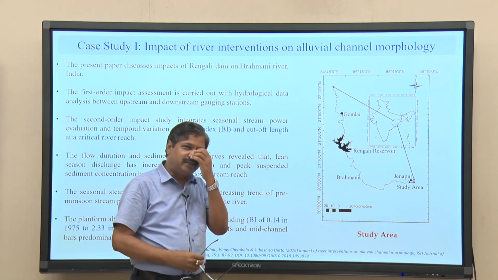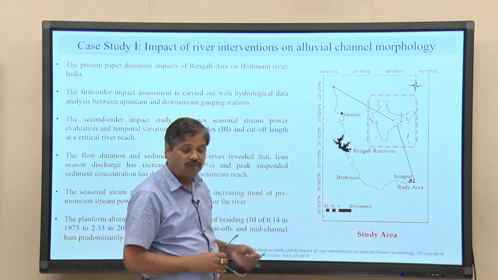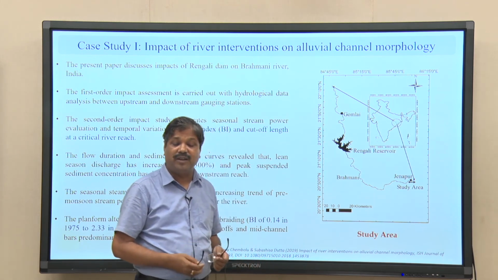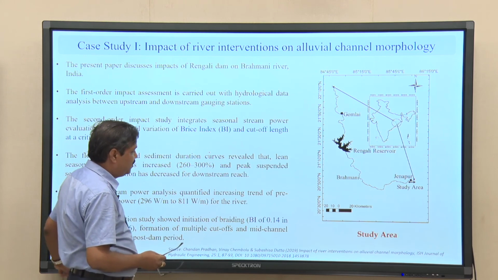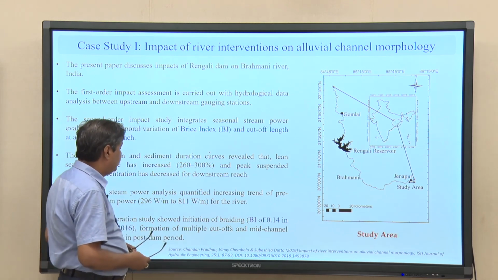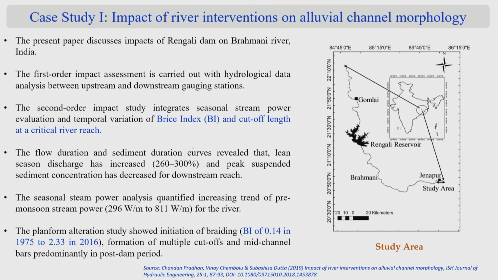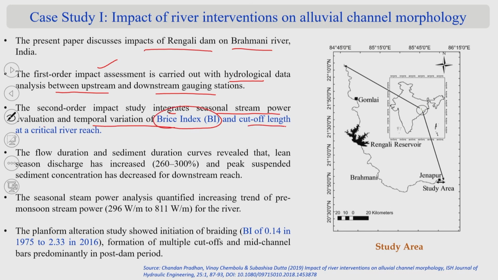Before leaving this lecture today, let me talk about case study 1, the impact of river interventions on alluvial channel morphology. We conducted a study and published it in the ISH Journal of Hydraulic Engineering last year. We tried to look at the impact of the Rengali dam structures on the Brahmani river morphology. We did a first order analysis between upstream and downstream gauging stations, and a second order analysis which looks at seasonal stream power evaluations with temporal variations of the Brice index and the cutoff length of a critical river reach.